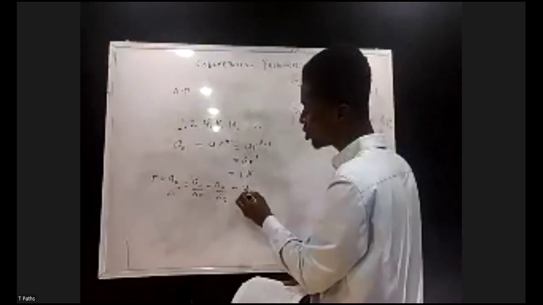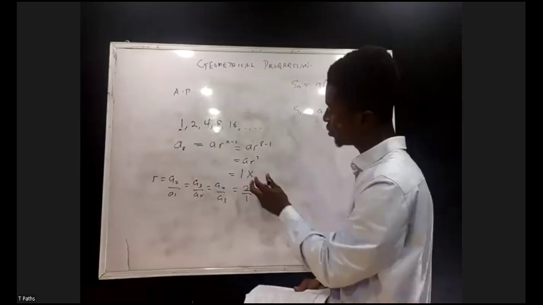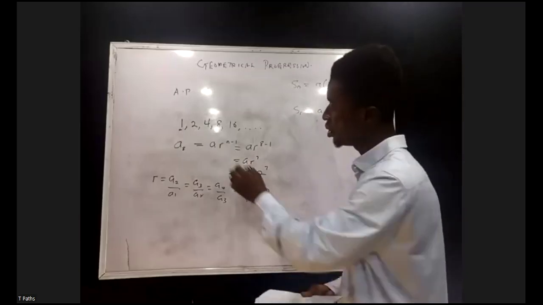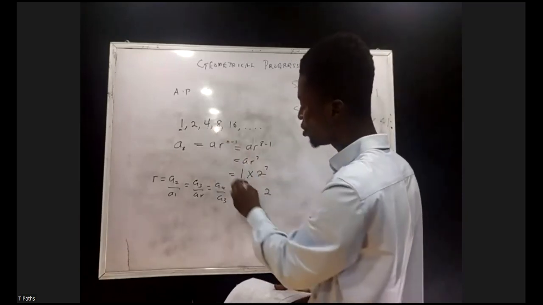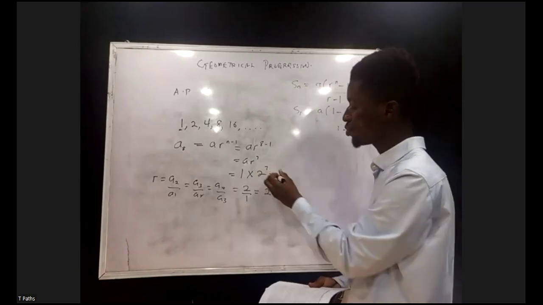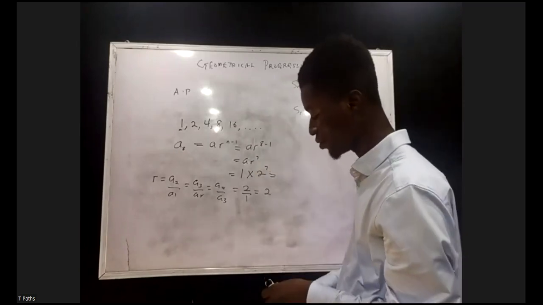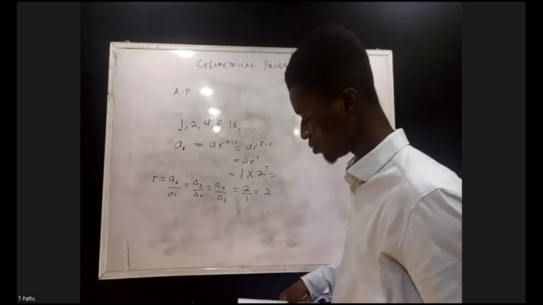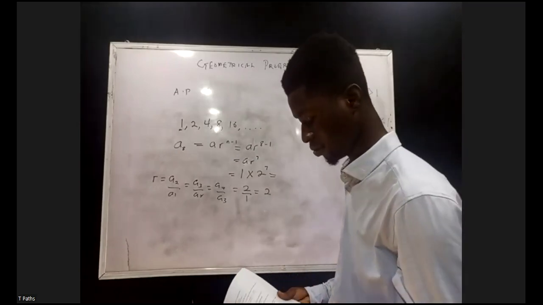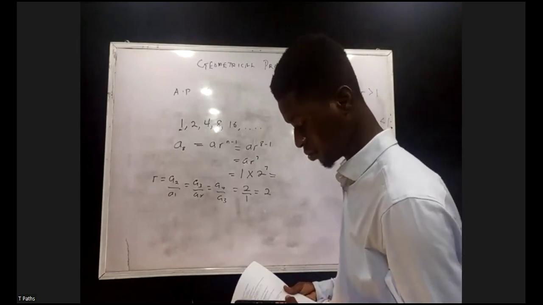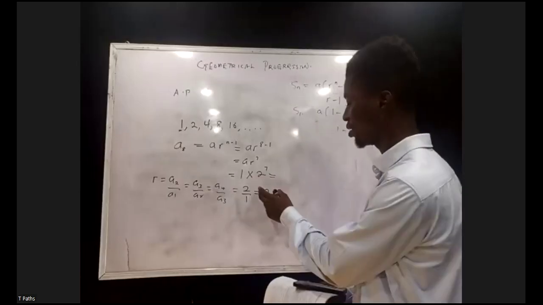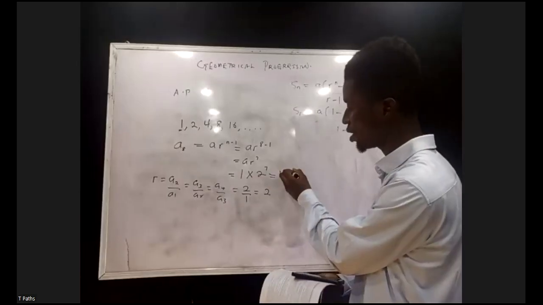It's just 2 divided by 1, which is 2. So your common ratio in this case is just 2, raised to the power 7. If you pick 8 divided by 4, you also have 2. 16 divided by 8, you also have 2. So your 2 raised to the power 7 gives us what? 128, exactly. That's 128.